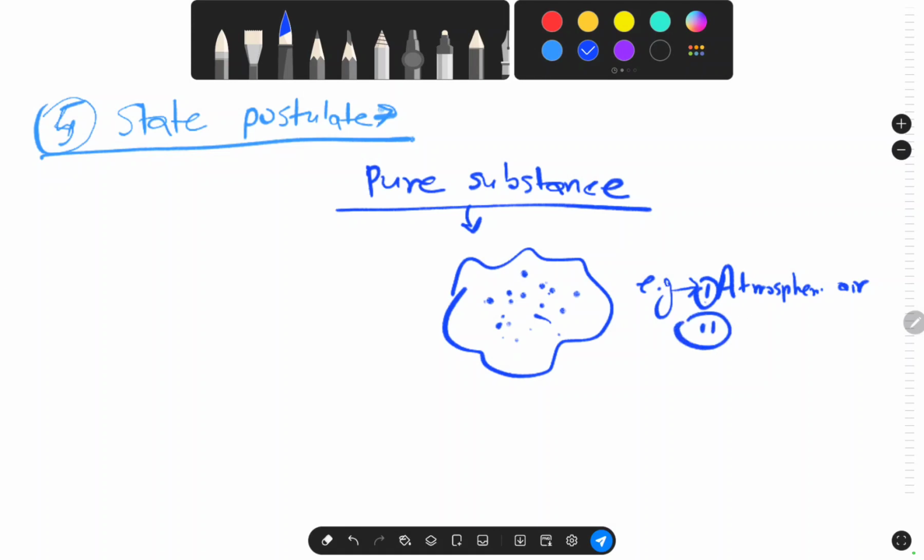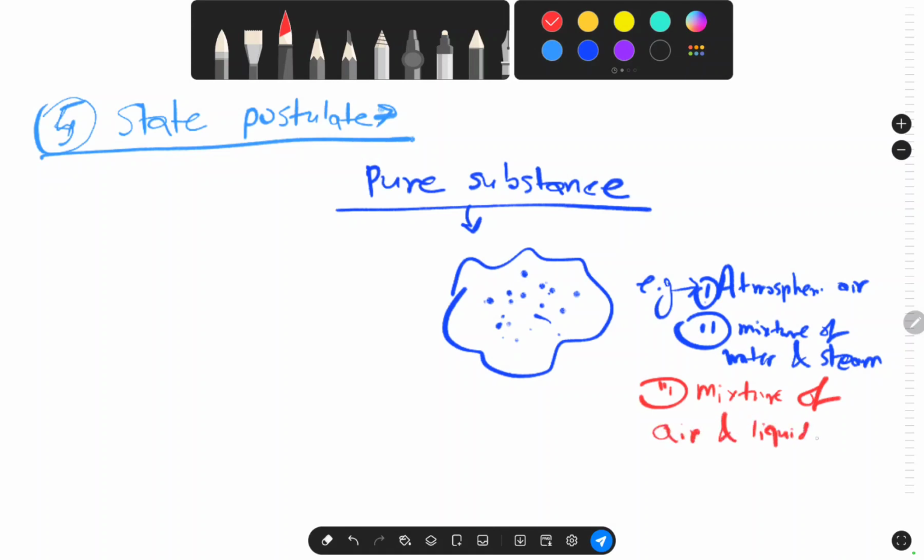Example, atmospheric air. Mixture of water and steam. But one catch point is here, that a mixture of air and liquid air is not a pure substance. So you can give a comment in the video section why this is not a pure substance.